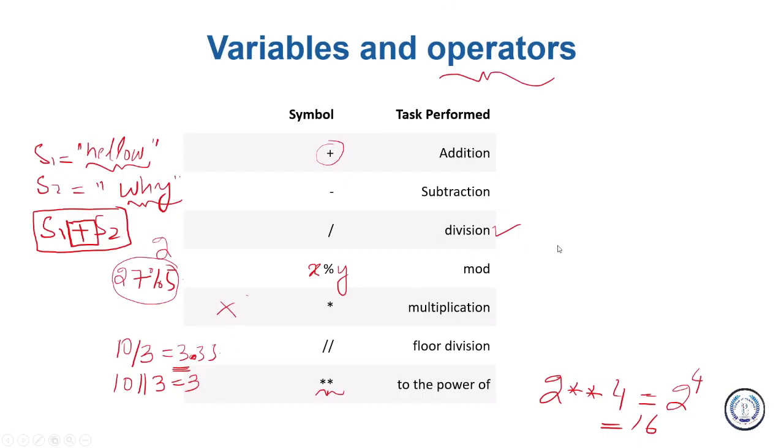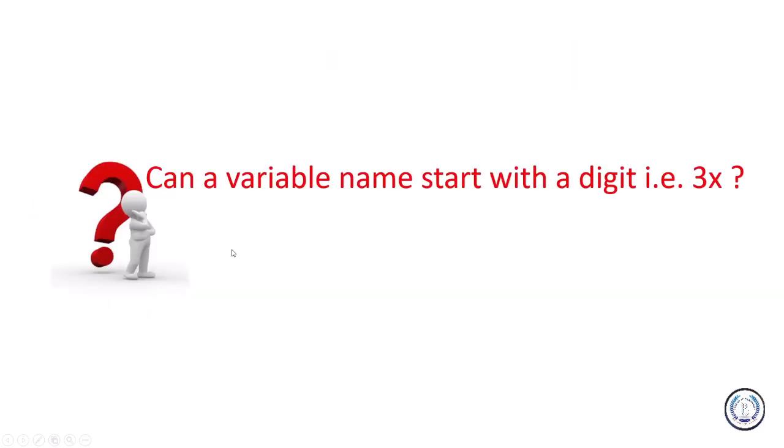So that was the operators. We will see the operators more and more later on, but before ending this video, I leave you with a question. We saw variable names like sum of a and b, x, y. A variable name can be lengthy, descriptive, or short. So the question really is, can a variable name start with a digit?